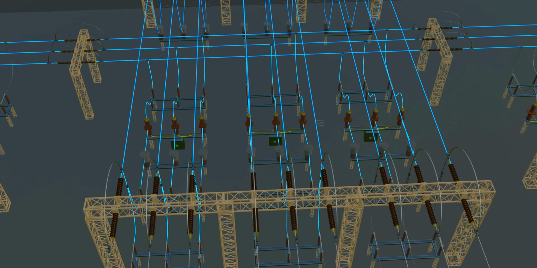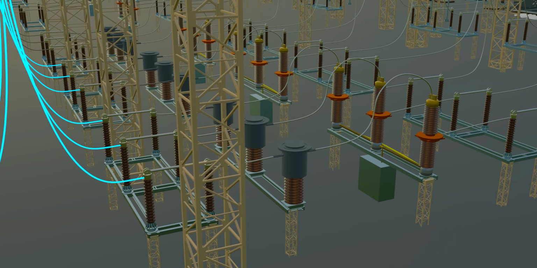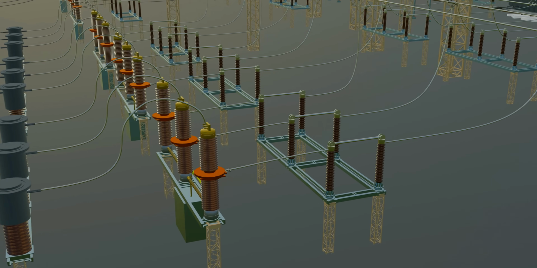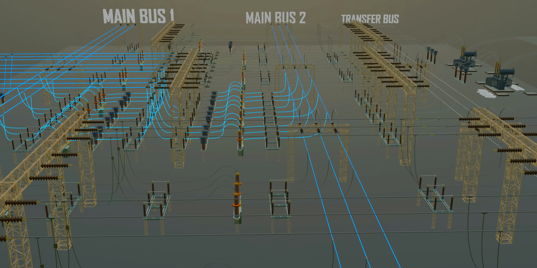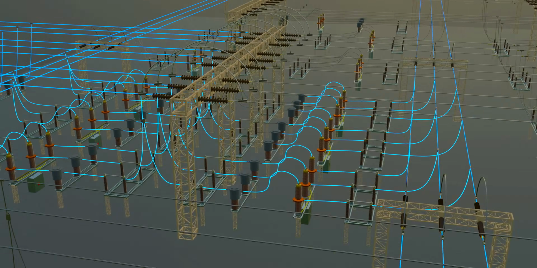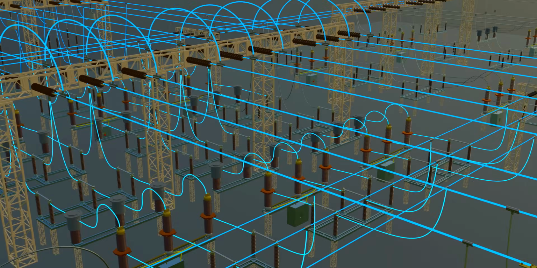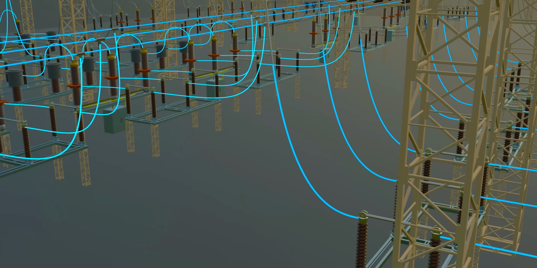To energize main bus 2, the same equipment sequence is followed. Isolator, current transformer, circuit breaker, isolator, exactly like main bus 1. A third bus bar is also installed in the substation, called the transfer bus. A line from the gantry tower is brought down and connected to it through an isolator.